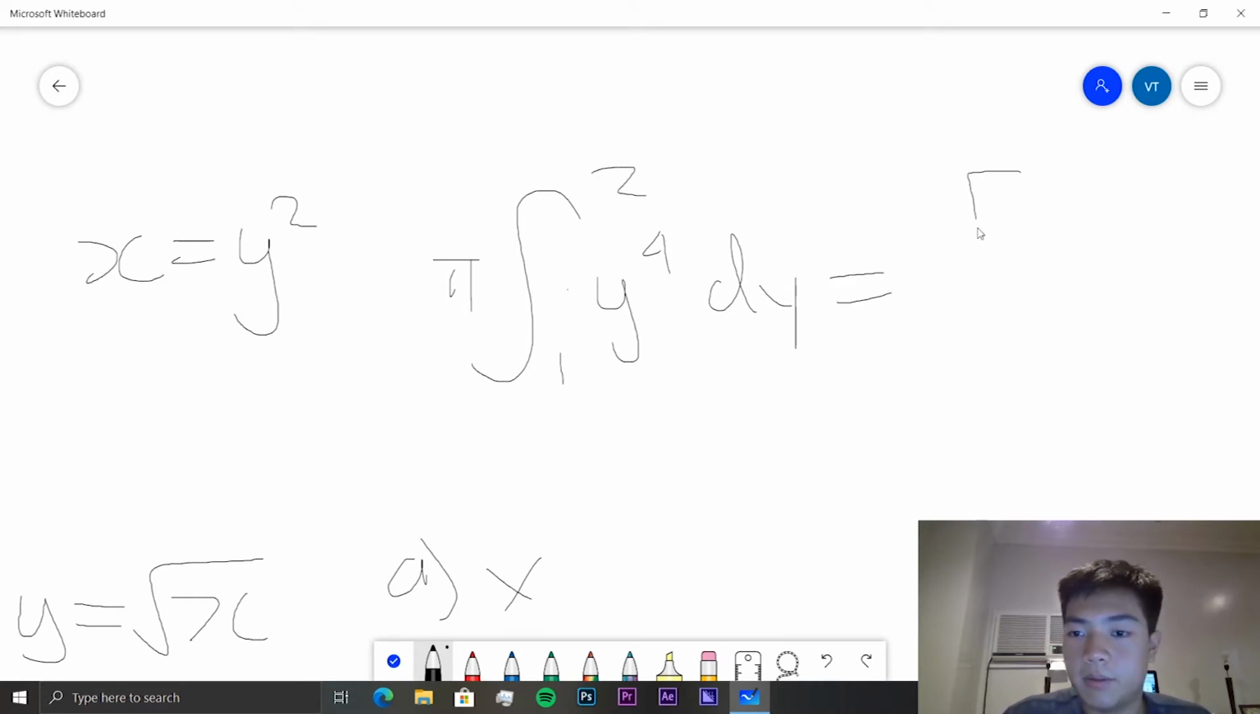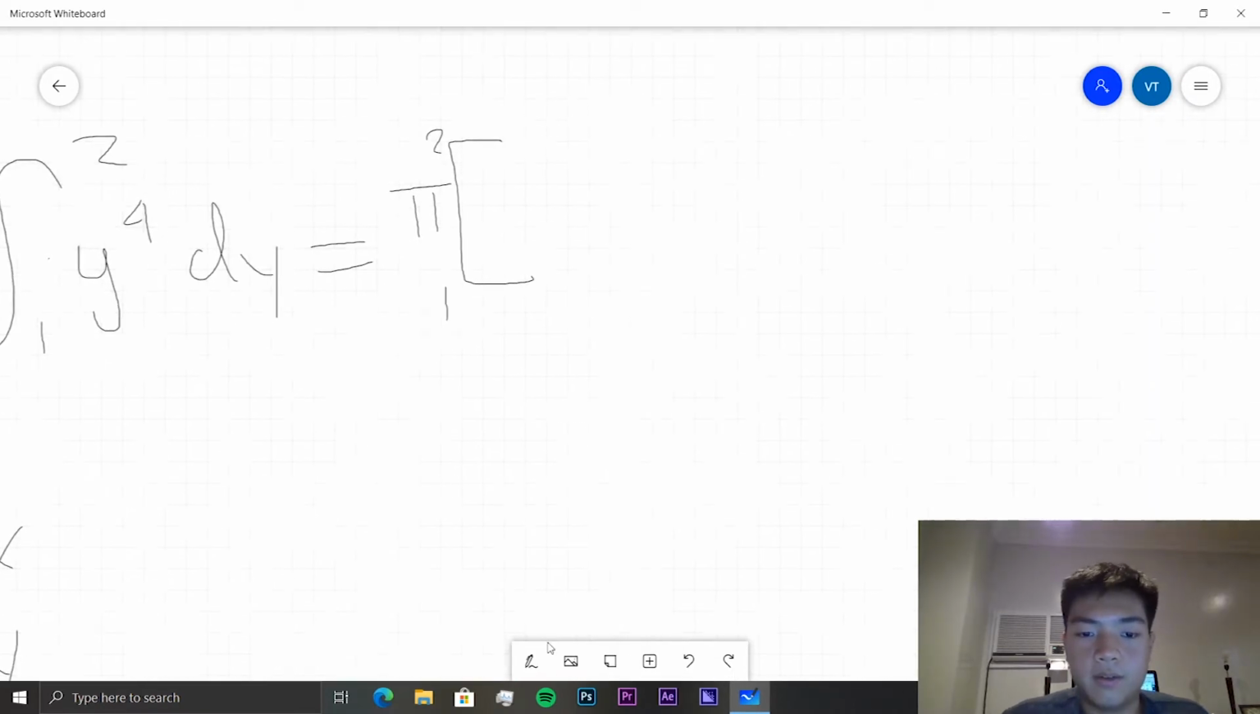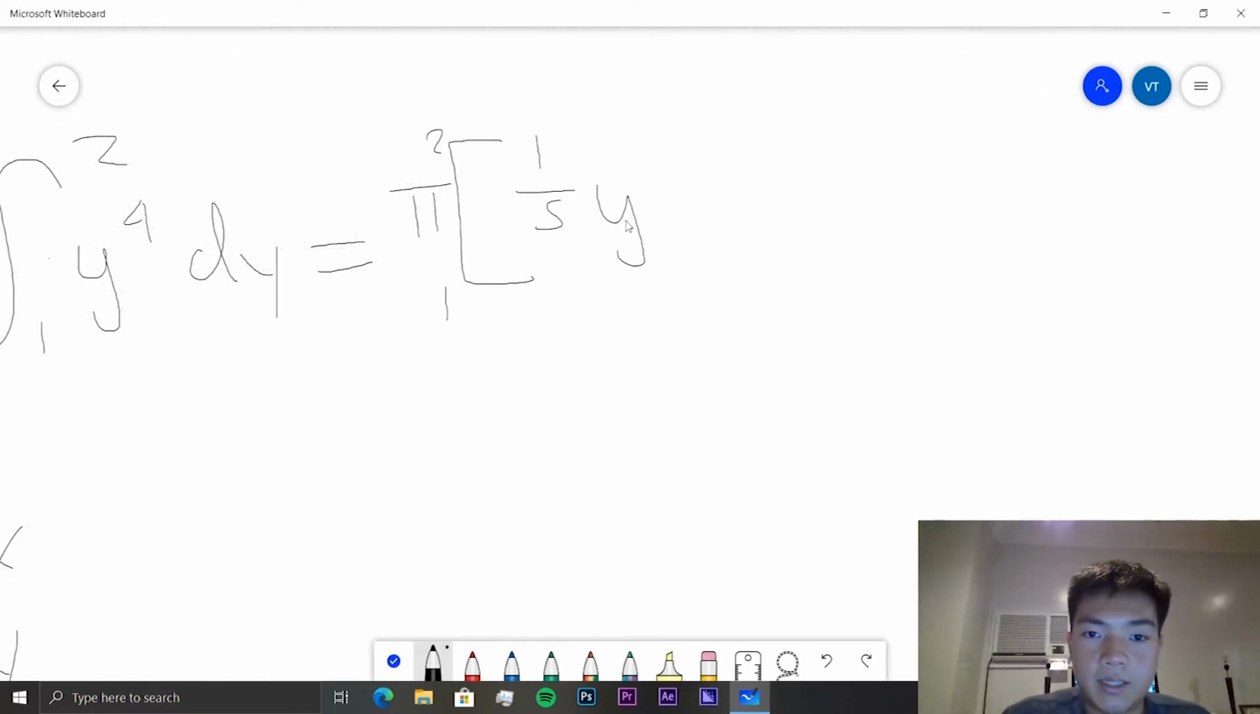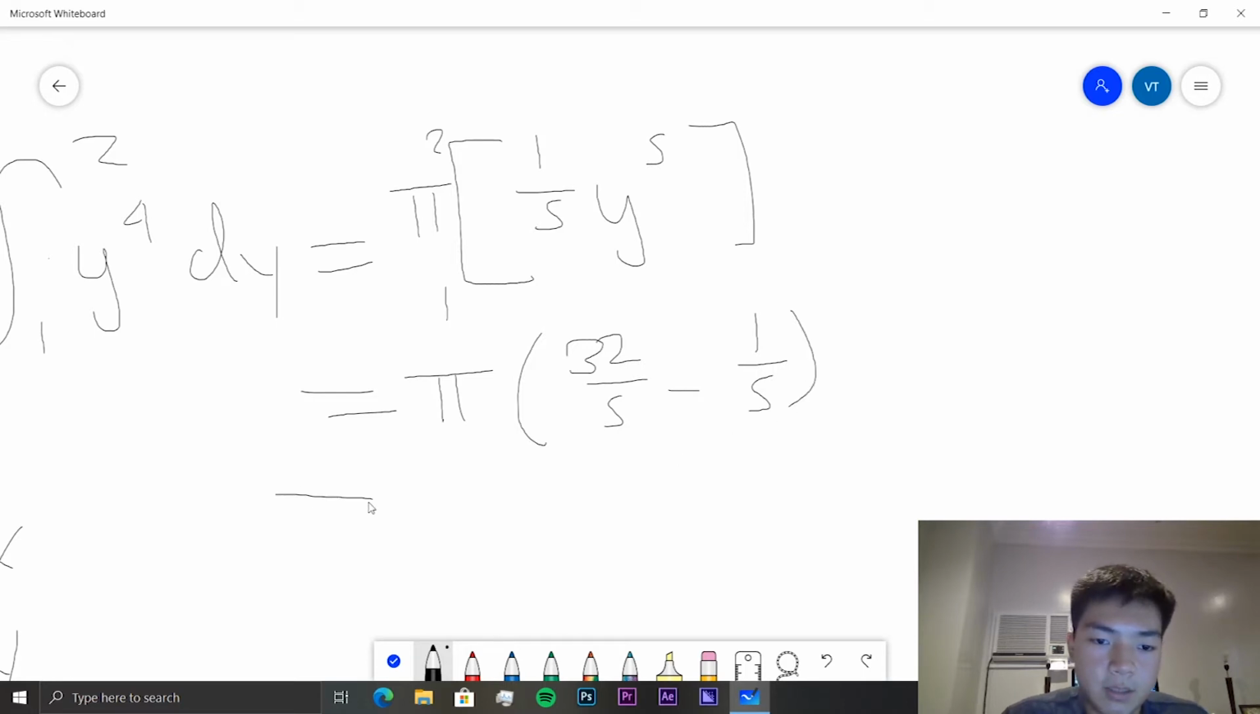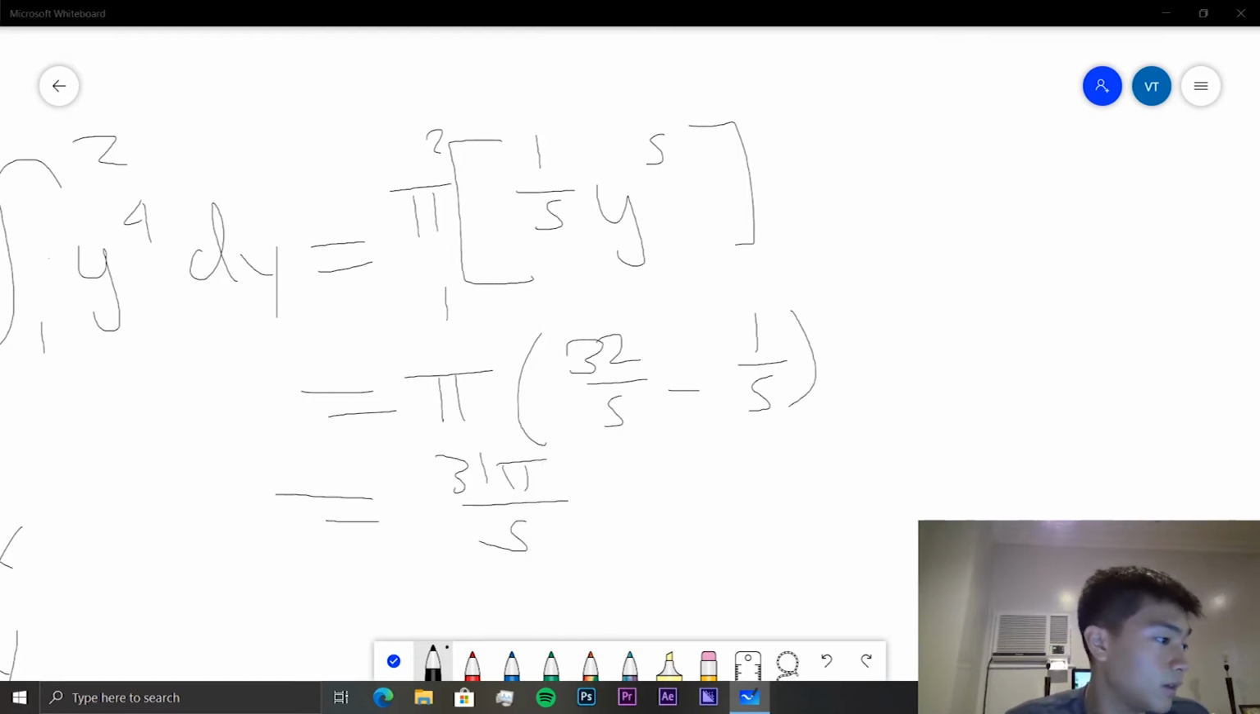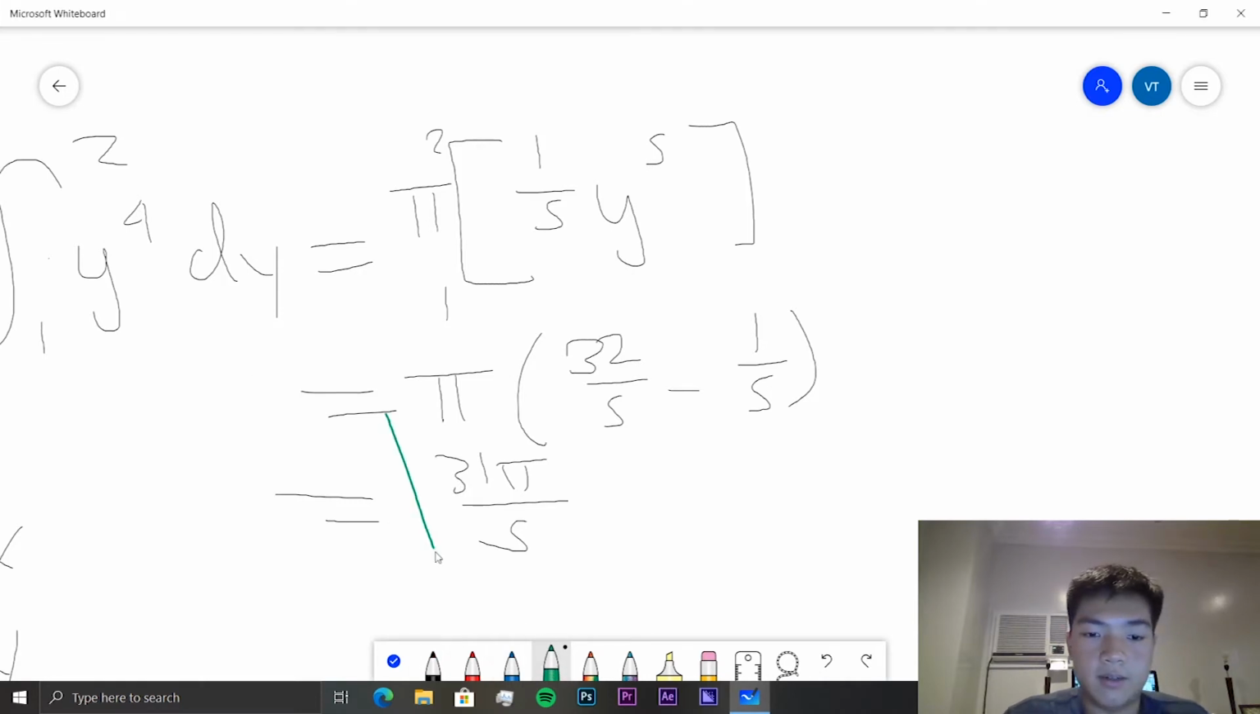So this will be equal to pi times, between 1 and 2, 1/5 y to the 5. And so this will be equal to pi times 2 to the power 5 is 32, so 32 over 5 minus 1/5. So this should be equal to 31 pi over 5. Yeah, so that's correct.